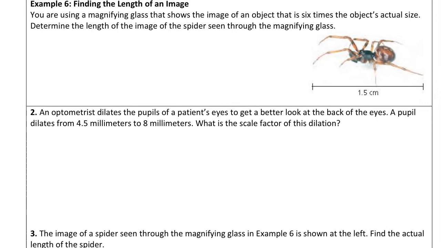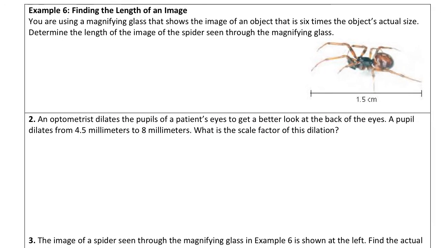So in example 6, finding the length of an image. In this example, it says we're using a magnifying glass that shows the image of an object that is 6 times the object's actual size. So we're going to determine the length of the image of the spider seen through the magnifying glass. The spider itself is 1.5 centimeters long, tip of the foot to tip of the foot.